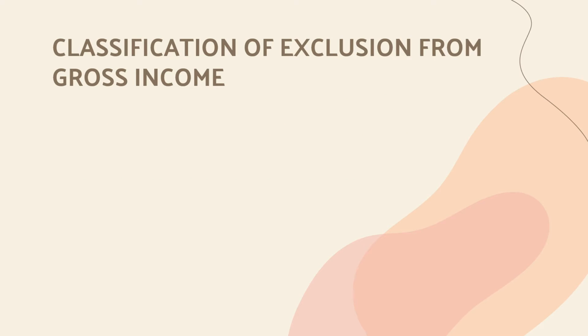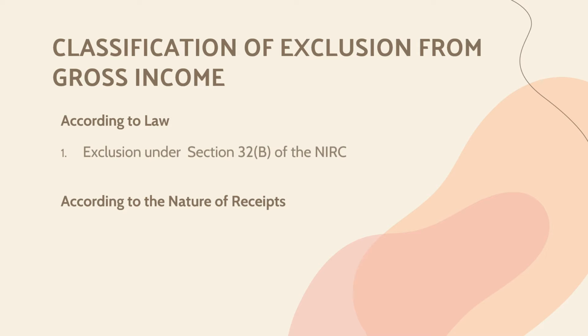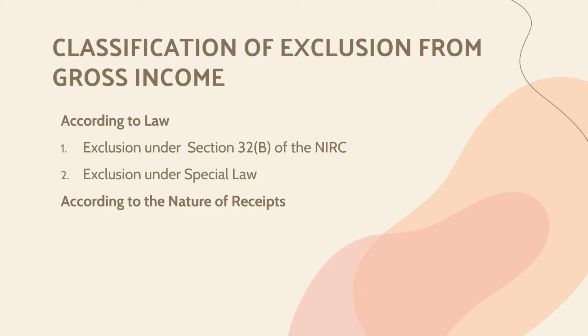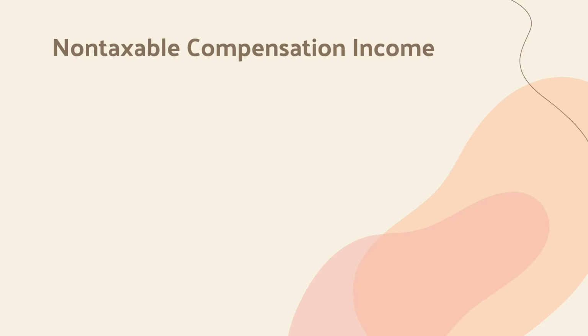Classification of exclusion from gross income. Under this, we have according to law and according to the nature of receipts. In according to law, we have number 1, exclusion under Section 32(B) of the NIRC. Number 2, exclusion under special law. In according to the nature of receipts, we have number 1, non-taxable compensation. Number 2, non-taxable other receipts. So this will be discussed in the following slides.